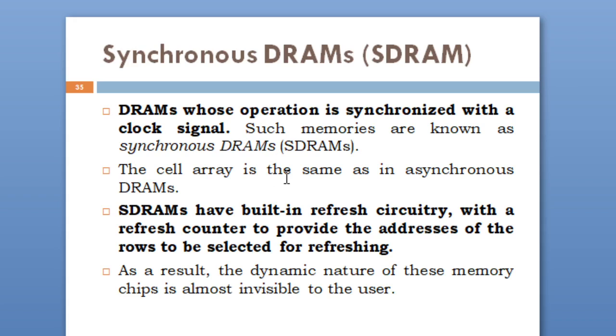The cell array is the same as in asynchronous DRAMs. So the memory cell arrangement is the same as asynchronous DRAMs. SDRAMs have built-in refresh circuitry with a refresh counter to provide the addresses of the rows to be selected for refreshing. So in SDRAM, special circuitry is there for refreshing. For every 64 milliseconds, the selected rows will be refreshed.